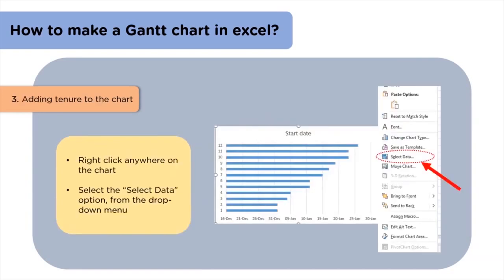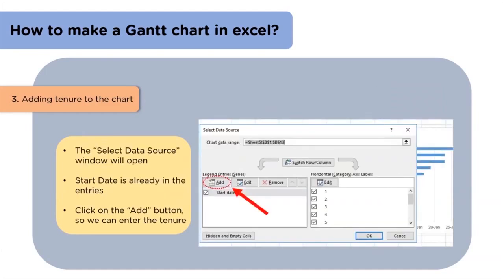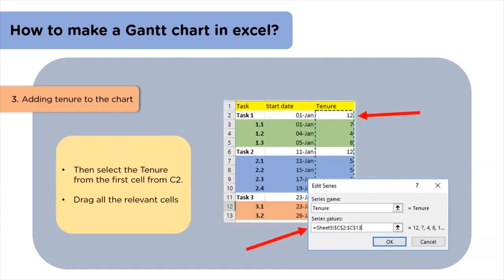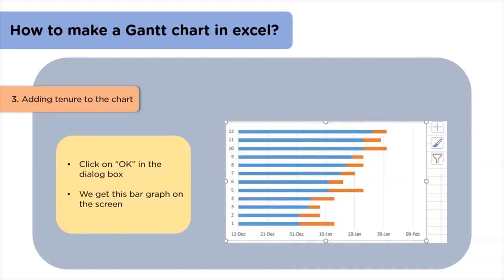In the third step, we will add the duration to the bar graph. We will right click on the chart, and in the menu that appears, we will select Select Data option. A window appears on the screen. In that window, we will select Add option as shown. We can also see the start date is already in the entry section. Then in the dialog box that appears, type tenure in the series name and click on the range selection icon that's shown in the figure. Now select the relevant data from the tenure column and click on OK. Now we can see a bar graph that has 2 colors on the screen. This bar graph now has the duration of the tasks.